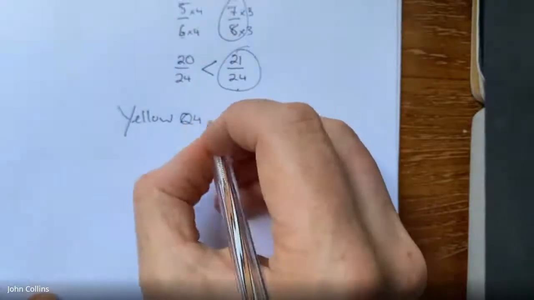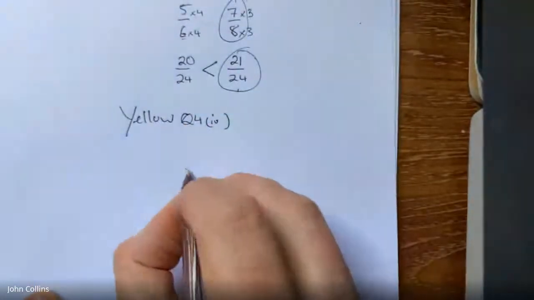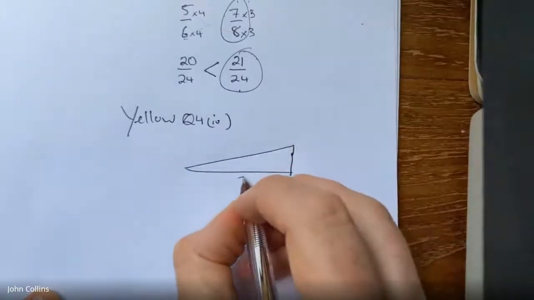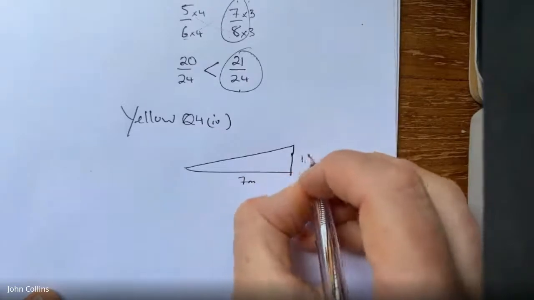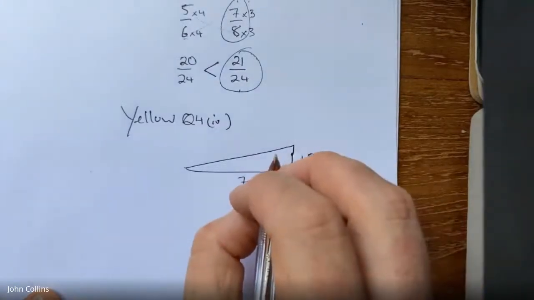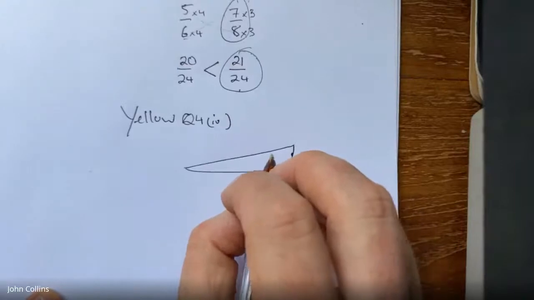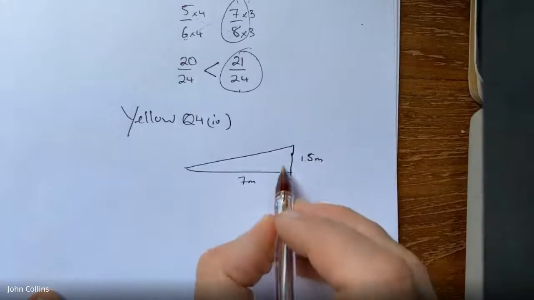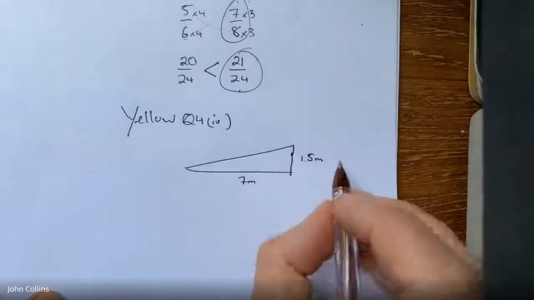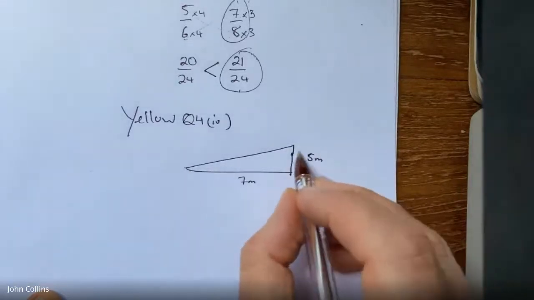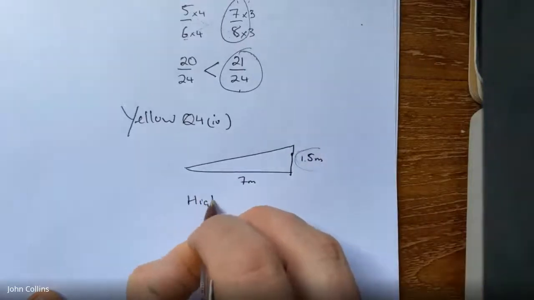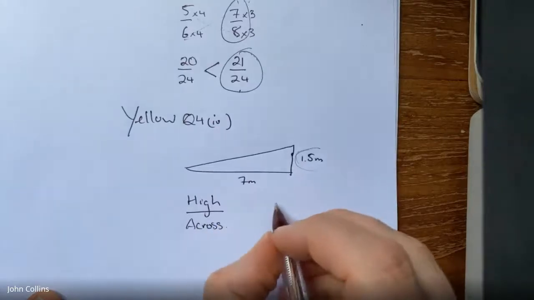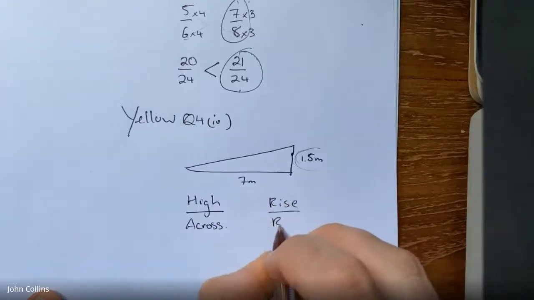part 4. So it was a triangle like this, something like that, only 7 meters long and 1.5 meters high. They asked to find the gradients of them all, and then find out which was the largest and which is the smallest. So I'll get the gradient of this, which will be the rise, how high it is, over how far across it goes. Or what they say is the rise over the run.